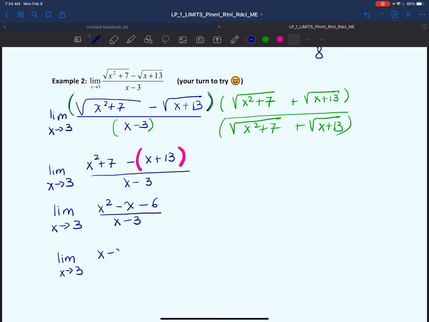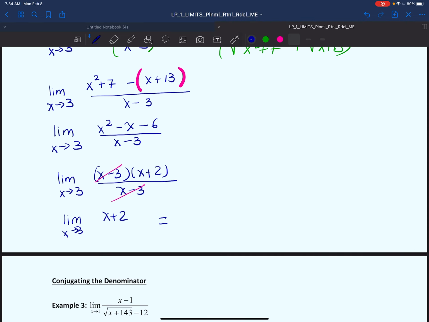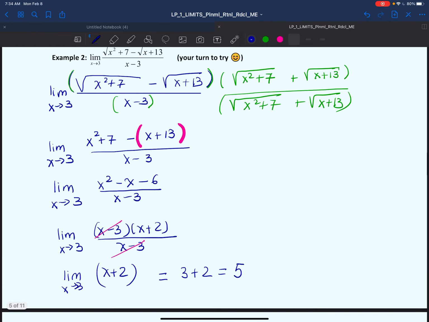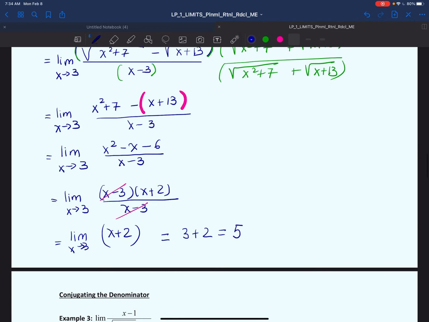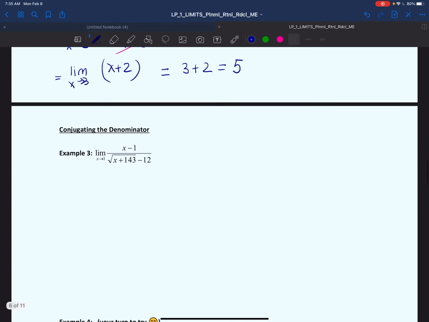So that would be x minus 3 times x plus 2, divided by x minus 3. And chop chop, we have the limit as x approaches 3 of x plus 2, or 3 plus 2. The answer is 5. And also write an equal sign in every line to indicate that they're connected in order. I hope you're as excited as I am now. Moving on to a few more examples.